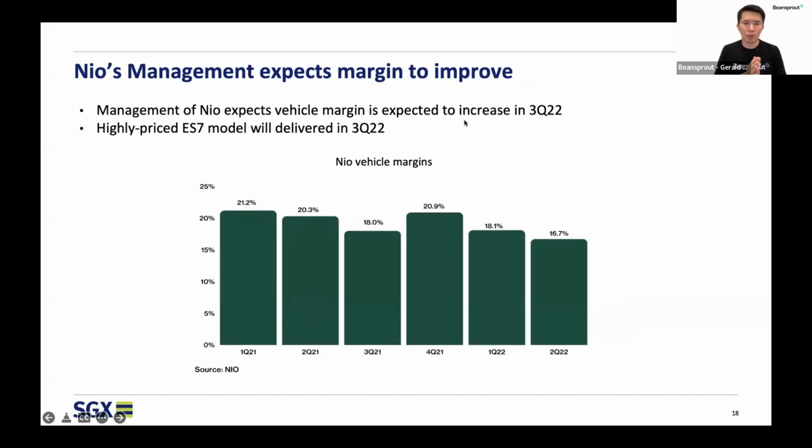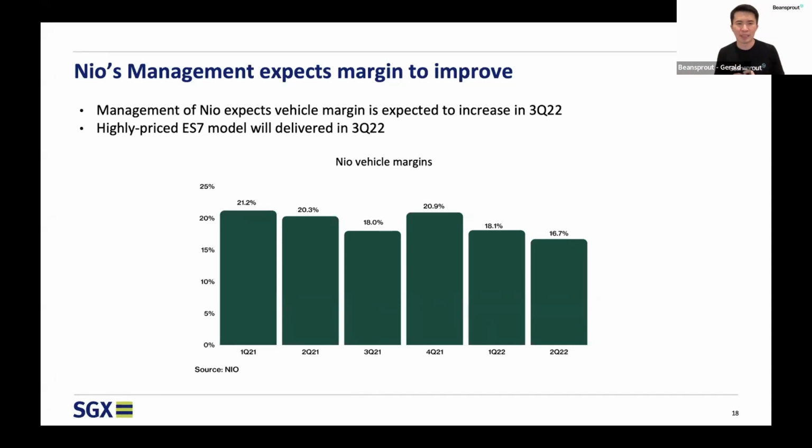Okay, so we discussed production. The next point is really about the margin. So what we care about as investors would be the profit being generated by the EV manufacturers. What management of NIO has shared in the latest conference call is that they expect the vehicle margin to increase in the third quarter of this year. Again, this is the forecast by the management of NIO. It is not our forecast. It is not other analyst forecasts, but that is what the management said themselves.